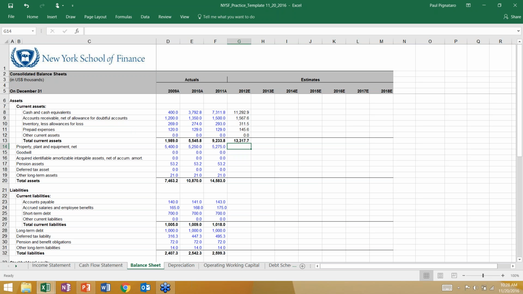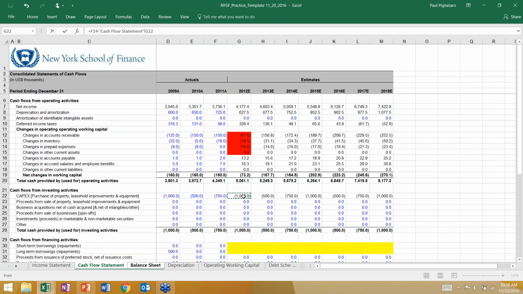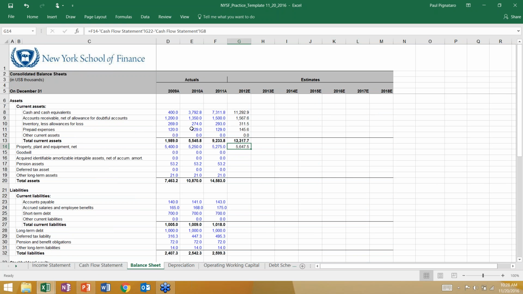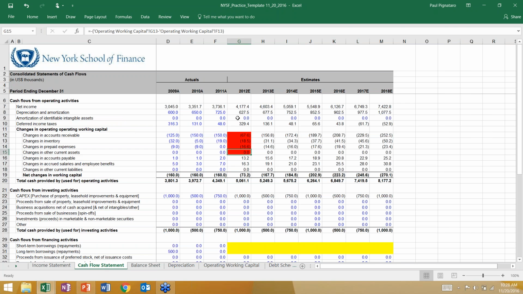So, property, plant, and equipment equals property, plant, and equipment from the year before. Which two line items drive property, plant, and equipment? CapEx and depreciation. In what direction? We use the minus. Always a minus. So this is equal to F14 minus cash flow statement CapEx minus depreciation. I'm going to mark off that I've utilized depreciation, and that I've utilized CapEx.